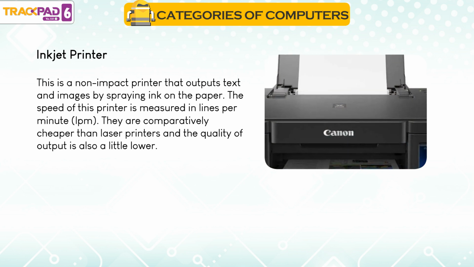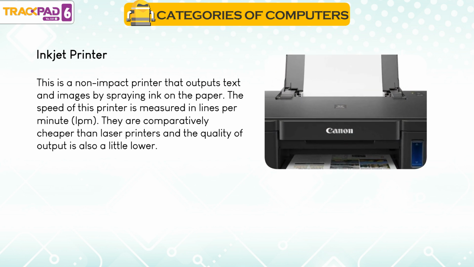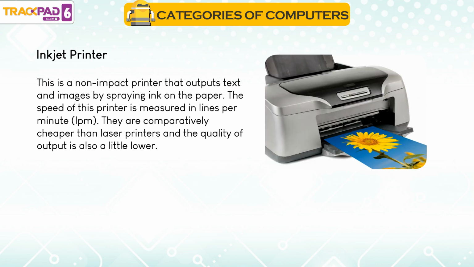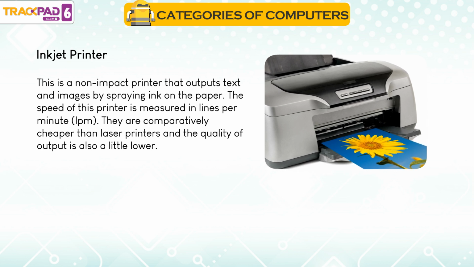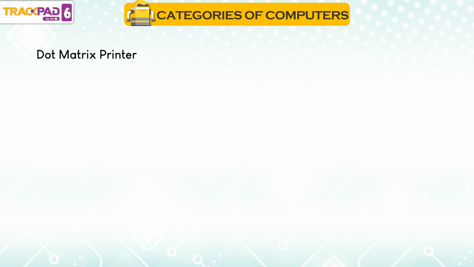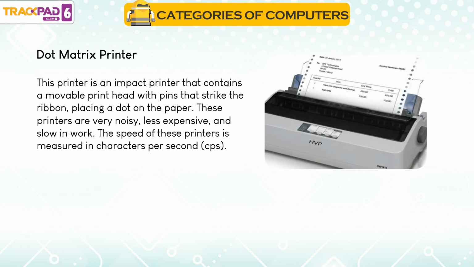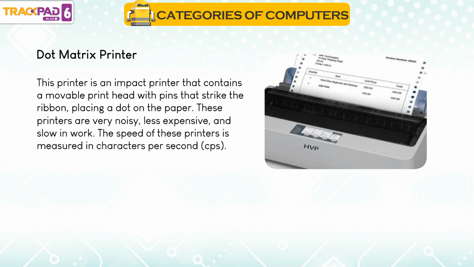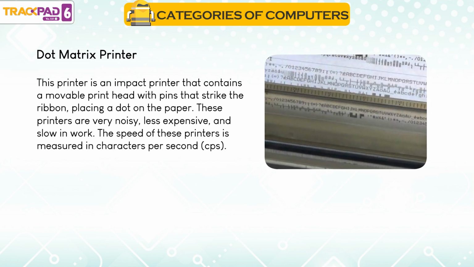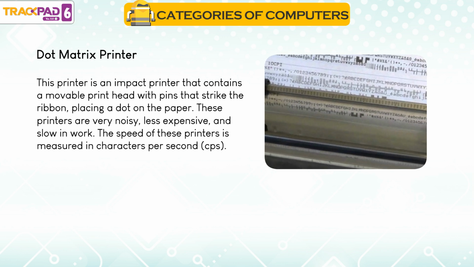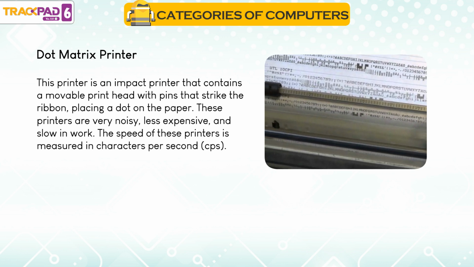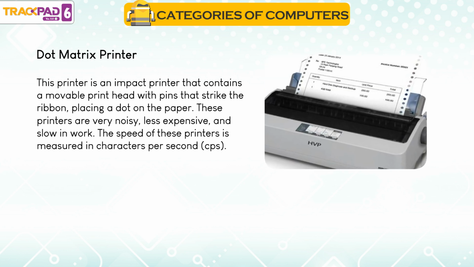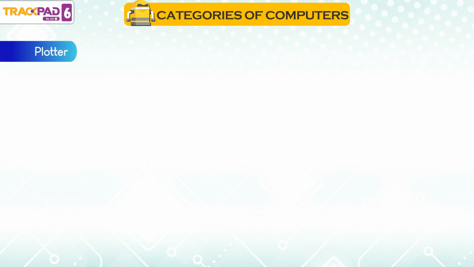The speed of this printer is measured in lines per minute, LPM. These are comparatively cheaper than laser printers, and the quality of output is also a little lower. Dot matrix printer. This printer is an impact printer that contains a movable print head with pins that strike the ribbon, placing a dot on the paper. These printers are very noisy, less expensive, and slow to work. The speed of these printers is measured in characters per second, CPS.